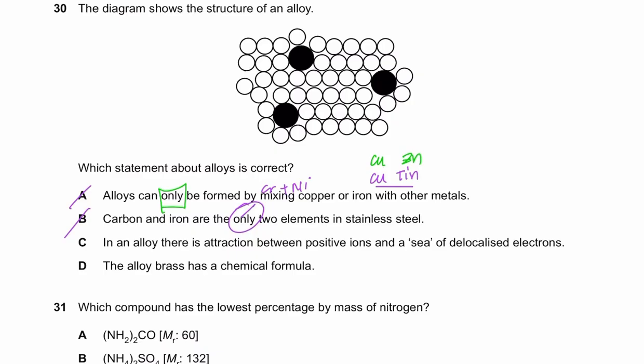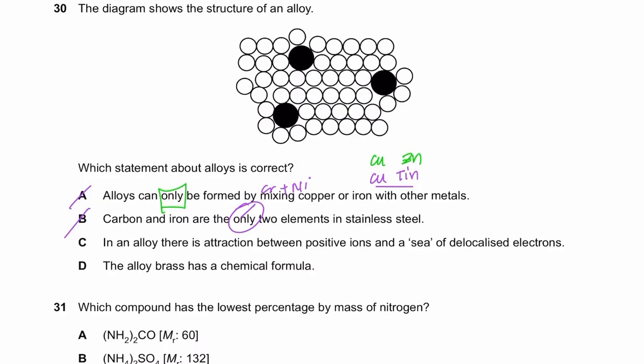C says, in an alloy, there is an attraction between positive ions and a sea of delocalized electrons. Yes, that's true, because you use at least one metal in an alloy. And what is the property of metals? They have a lattice of positive ions and a sea of delocalized electrons. That's why alloys can also conduct electricity, right?